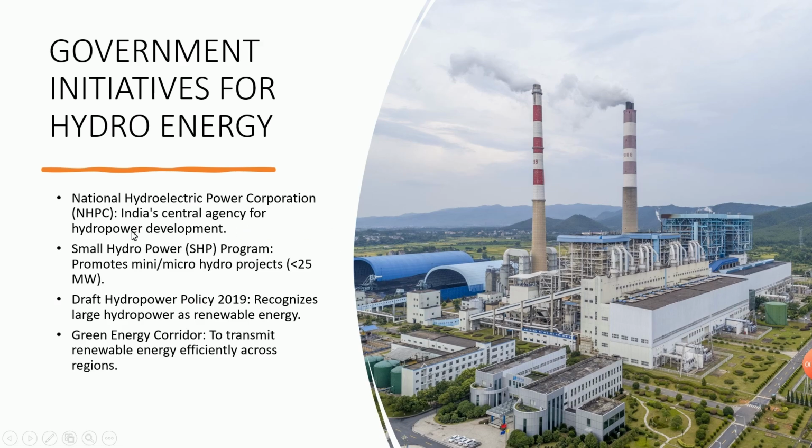Now, government initiatives. First is the National Hydroelectric Power Corporation, NHPC, India's central agency for hydropower development. Then the SHP, small hydropower program, which promotes mini and micro hydro projects of less than 25 megawatts. Then the draft hydropower policy 2019, which recognizes large hydropower as renewable energy. Then the green energy corridor, to transmit renewable energy efficiently across regions. So these are the government initiatives for hydro energy.